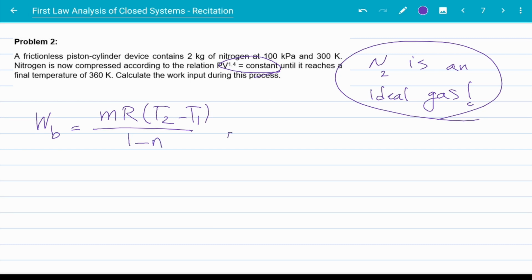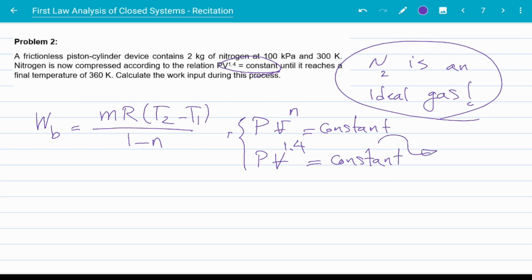For a polytropic process, we have P V to the power of n is equal to a constant, right? Now our problem says P volume to the power of 1.4 is equal to a constant. So from this, we conclude that n is 1.4. Okay, we can plug in everything into the equation.